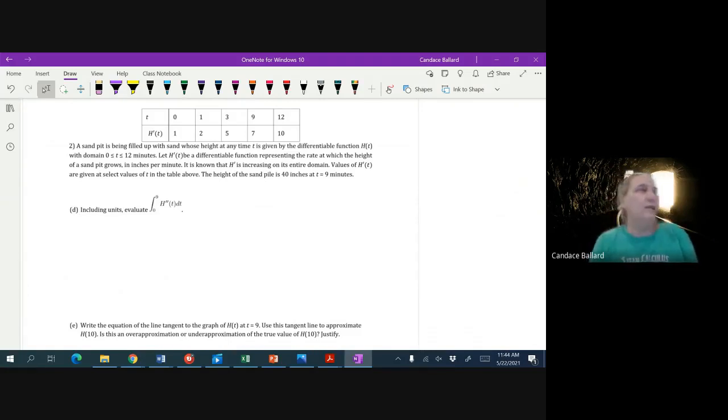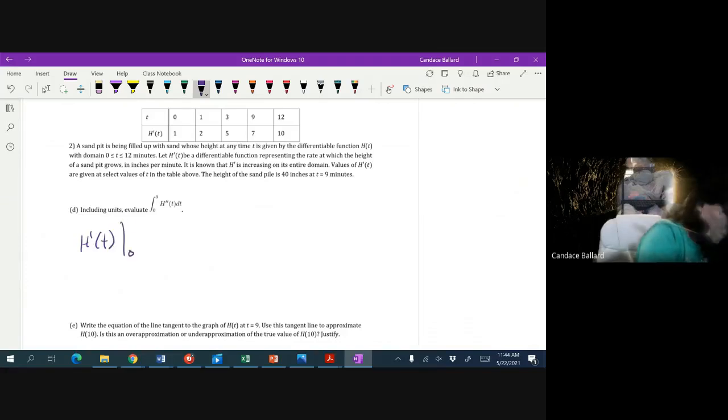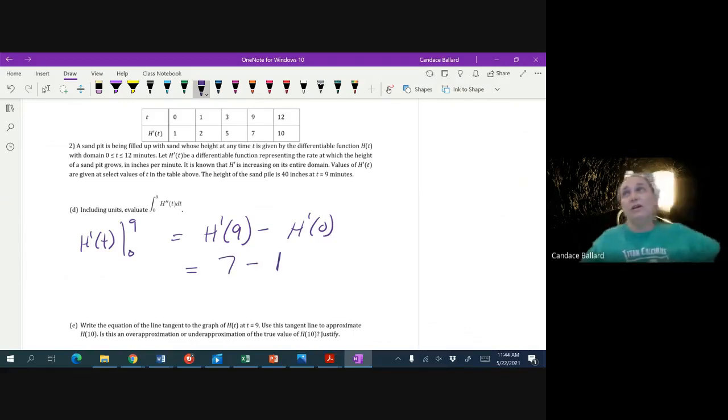All right, I'm liking what I am seeing. So we would get back to h prime. So I would say that this is h prime of t, and we have to evaluate from 0 to 9. h prime of 9 minus h prime of 0. Look at how nice this is. And h prime of 9 is 7 minus h prime of 0 is 1. And you could stop right there, or you could write a 6.